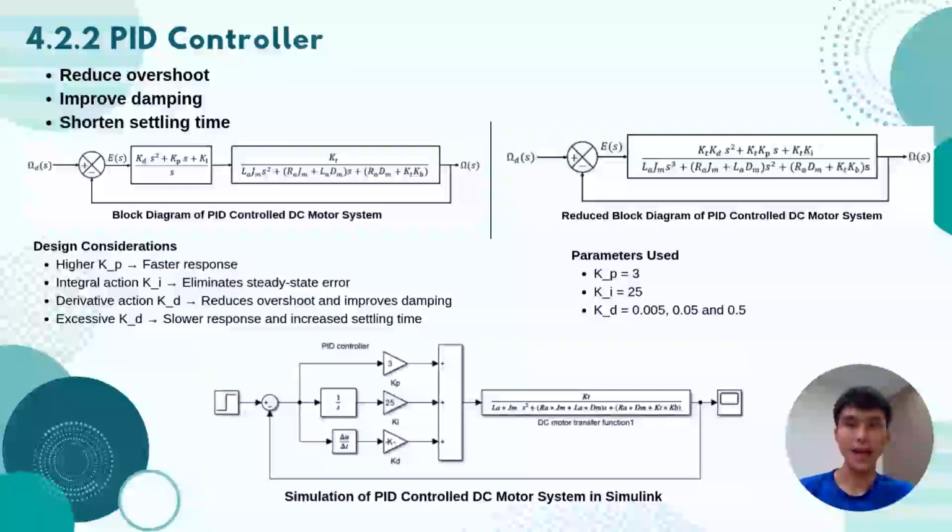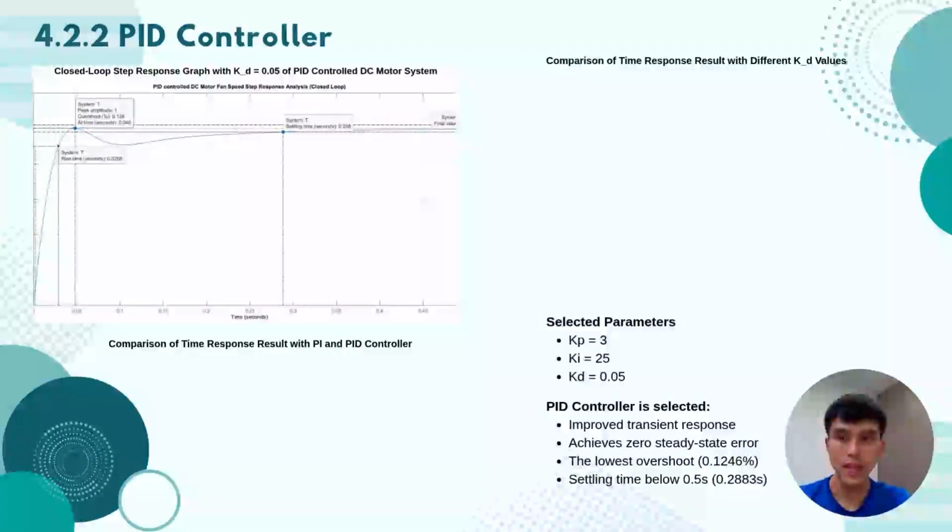On the left is the block diagram of the PID-controlled DC motor system, while on the right is the reduced block diagram. At the bottom is the simulation of the PID-controlled DC motor system in Simulink done in MATLAB. On the left is the closed-loop step response graph with Kd equal to 0.05, while on the right is the comparison of time response results with different Kd values.